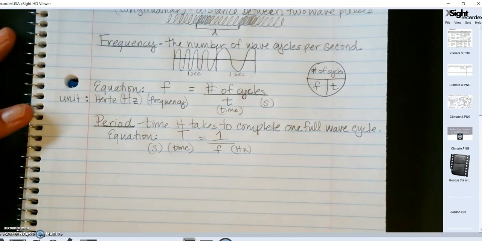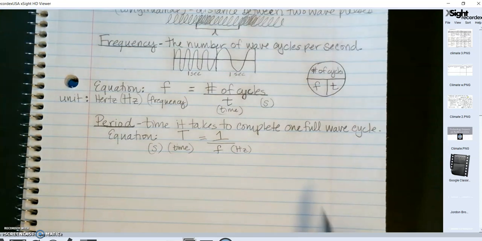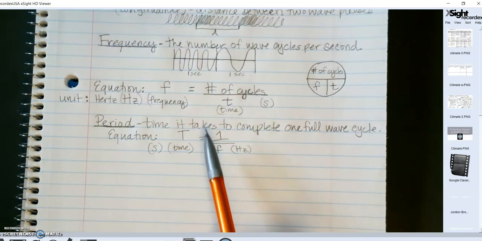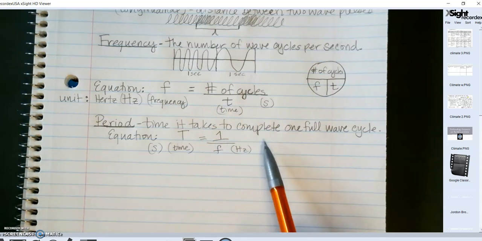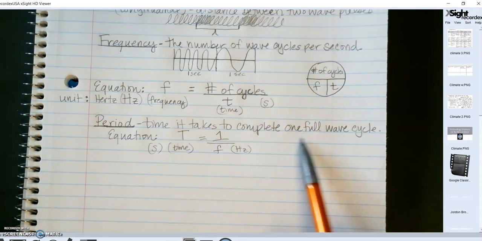Okay? So if you were to take any of those frequencies, and let's say the frequency was 8 hertz, you would do 1 over 8 or 1 divided by 8, and that would give us the amount of time it took to get one wave cycle.